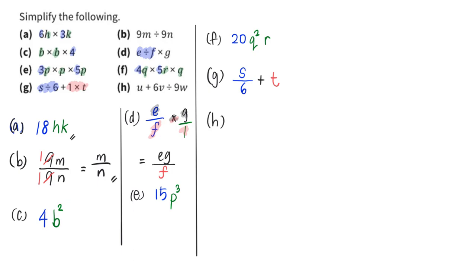For the last part H, I see a plus and a divide. Which one should I do first? Yes, very good. So you will see Mr. Tan writing u plus, I do the division first. And if I see there's a common factor, in this case it's 3, I divide off. So 6 divided by 3, left 2. 9 divided by 3, left 3. So the final answer will be u plus 2v over 3v. And I am done with this question. Let's move on to the next question.